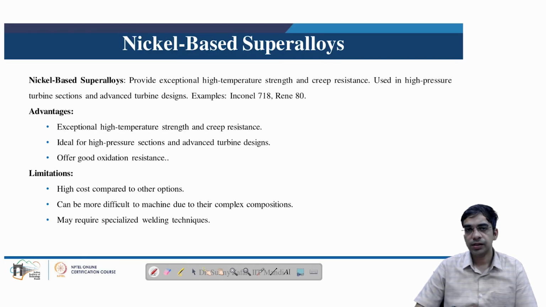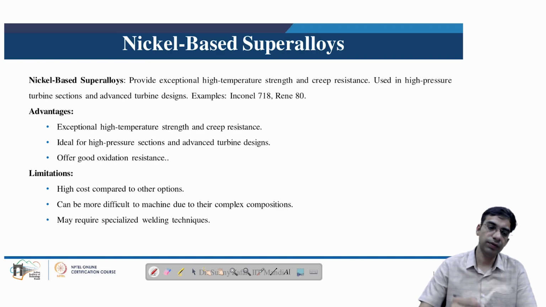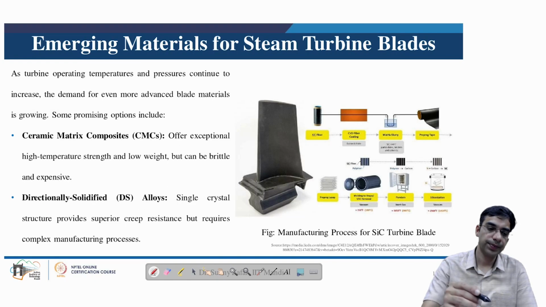Some components in the steam turbine may also be made of nickel-based superalloys, which, as we understand from our previous discussion on gas turbines, retain high strength and creep resistance, and also offer good oxidation resistance and could be used in advanced turbine designs. Nevertheless, their high cost, difficulty in machining complex configurations, and the need for specialized welding techniques are some of the limitations of nickel-based superalloys.